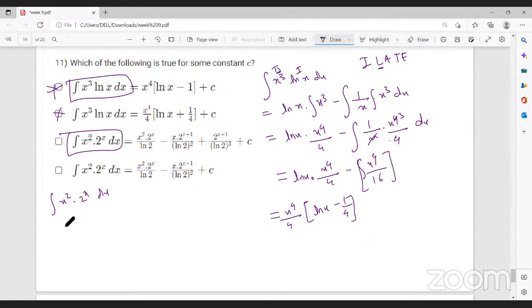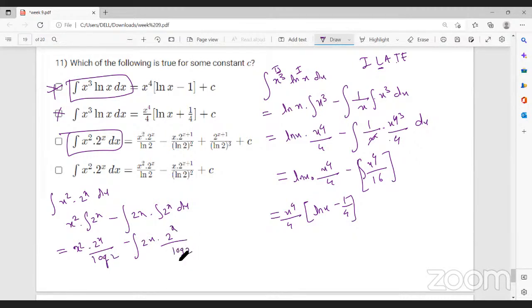So this will be the first function, x square, and the integral of 2 to the power x is 2 to the power x upon log 2, upon log base e. Yes, sir. Minus the integral of the derivative of x square times the integral of 2 to the power x dx. So here I will get x square times 2 to the power x upon log 2, and here I will get 2x upon log 2, dx.